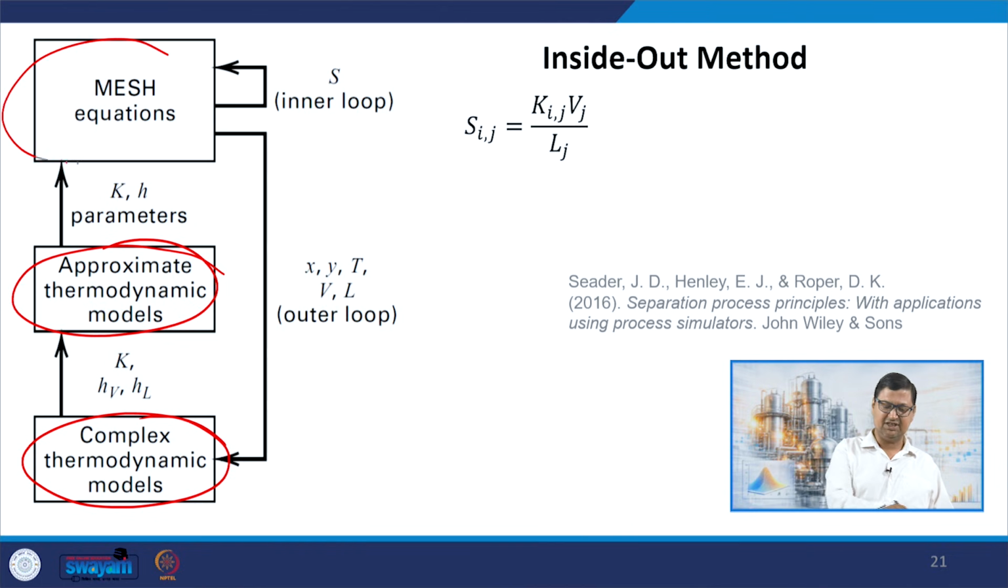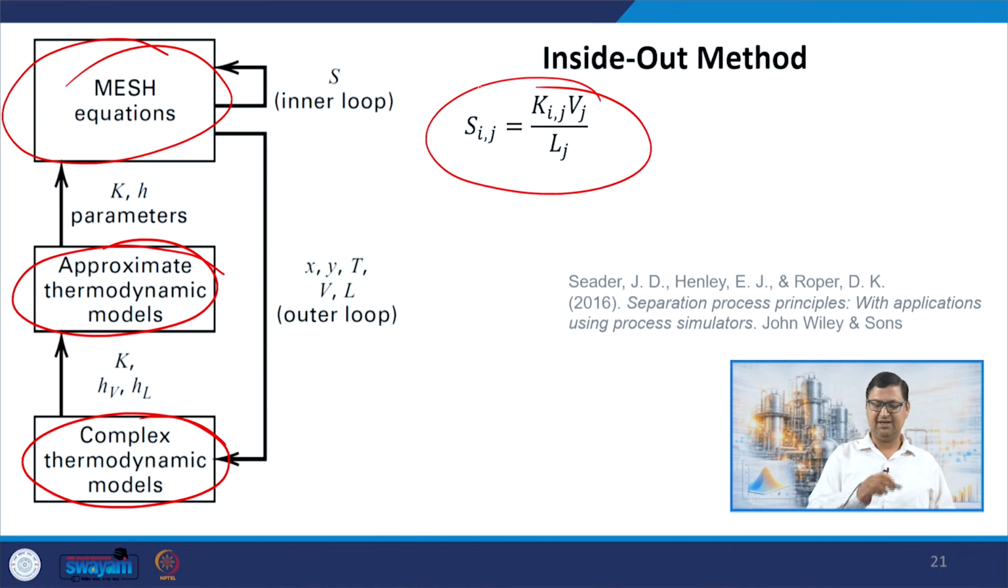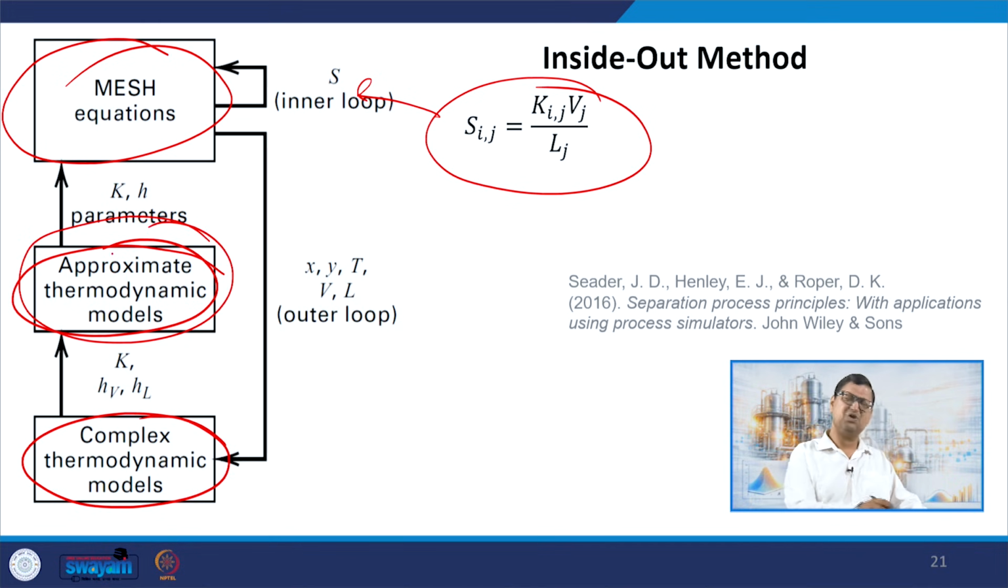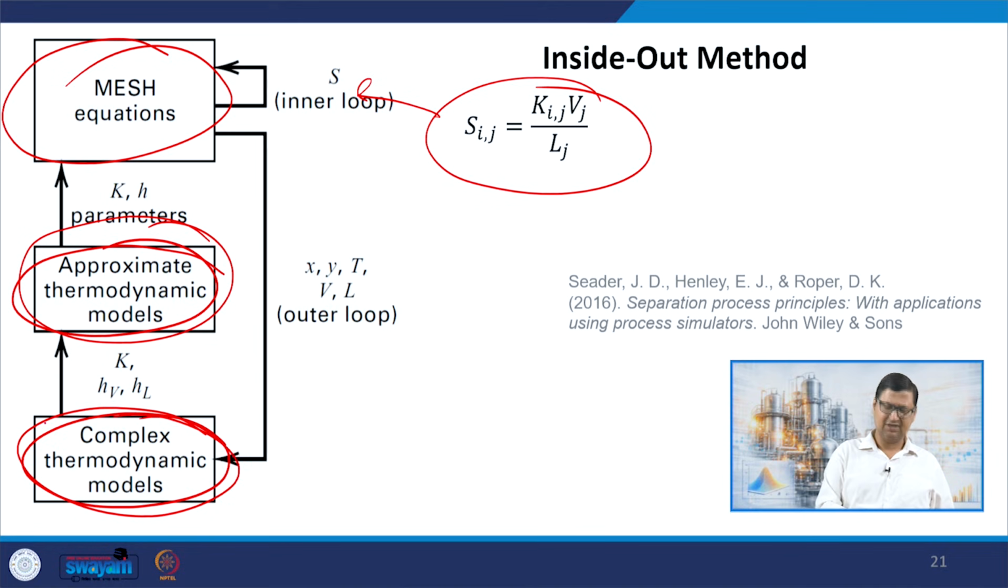As an example I am showing here, you have the mesh equation that has to be solved, and let us say I define some quantity here, Sij, that is a stripping factor, by the way, that has to be recomputed in every iteration. That recomputation I am doing using an approximate thermodynamic model. But then once that iteration is over, I have an outer loop where I involve the complex thermodynamic models, right.